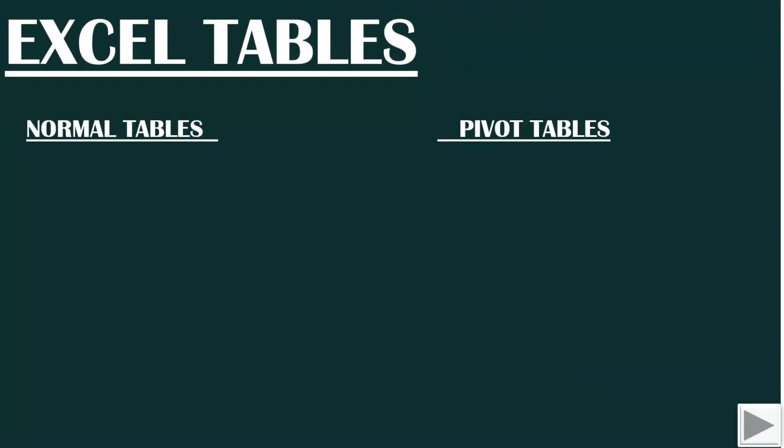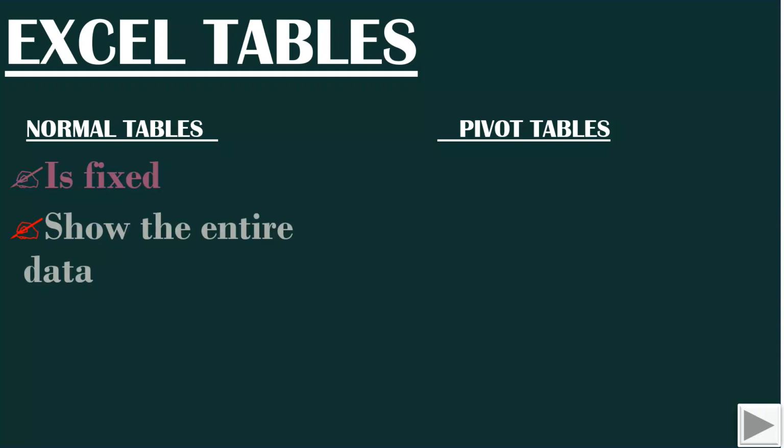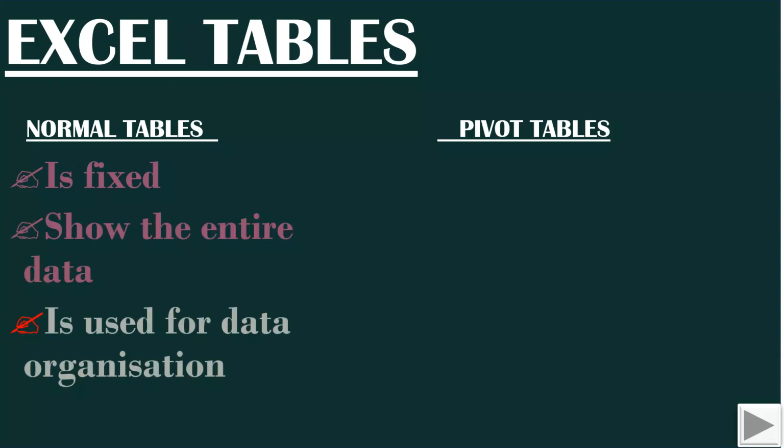we can talk about the difference between a normal table and a pivot table. We can see this normal table is fixed. It means once you create a table, everything will be there, nothing you can change. Like you cannot hide the column and say maybe I want to see only 2 columns and that remains a table. No. That one will be fixed, it will show the entire data. So it is used for data organization. A table is very, very important when you want to organize data.